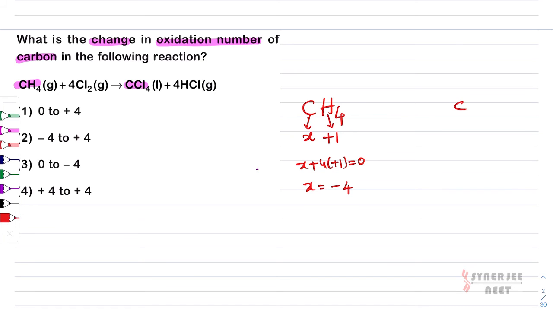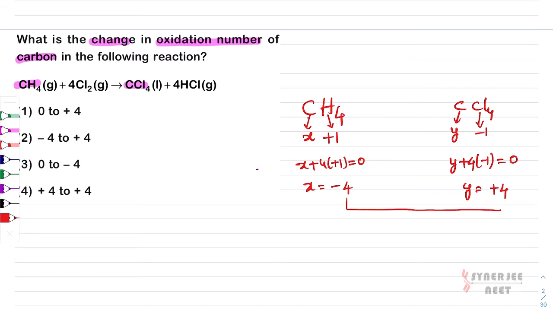Whereas in CCl4, taking carbon as Y, which you have to find out, and chlorine in its compounds general oxidation state is -1. So Y plus 4 into -1 is equal to the total charge of the species, which is a neutral molecule. So it is 0. It is not a cation or anion, so it is neutral. So if you equate, you will get Y is equal to +4. So oxidation state of carbon is changing from -4 to +4. So the answer matching with this is second option.